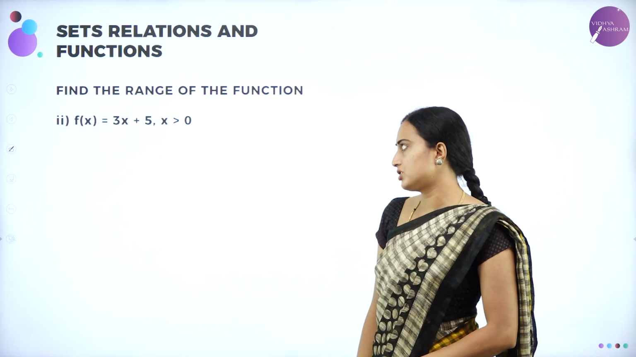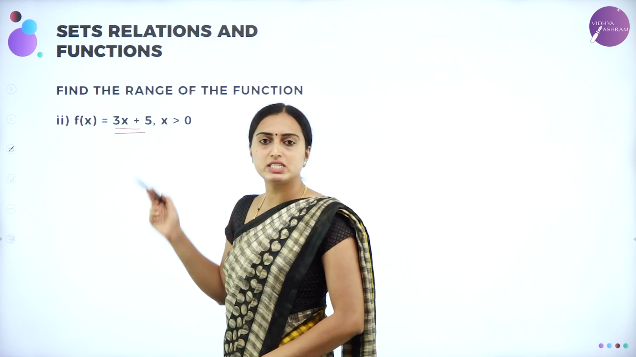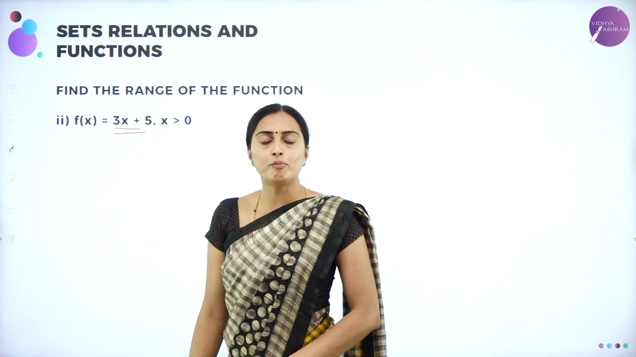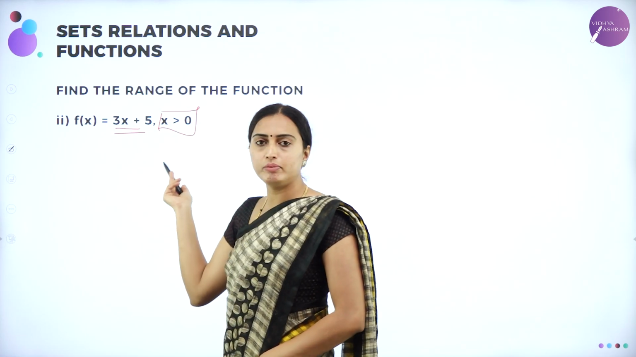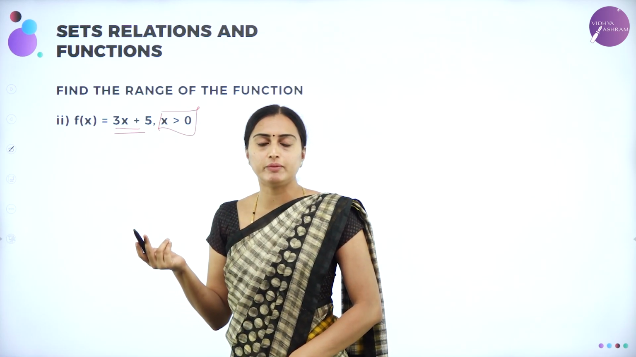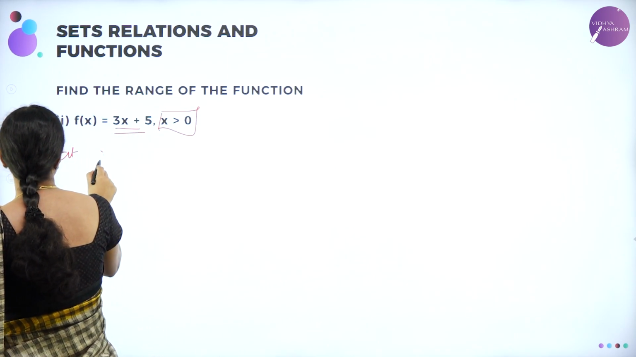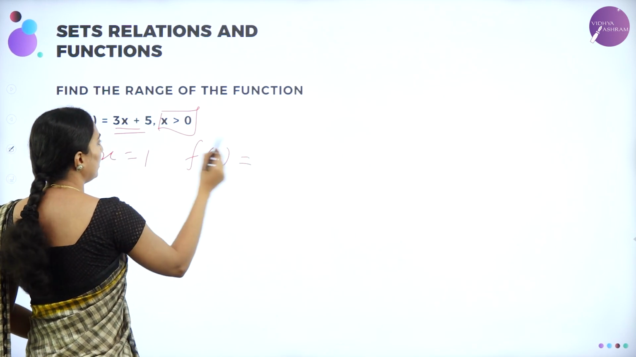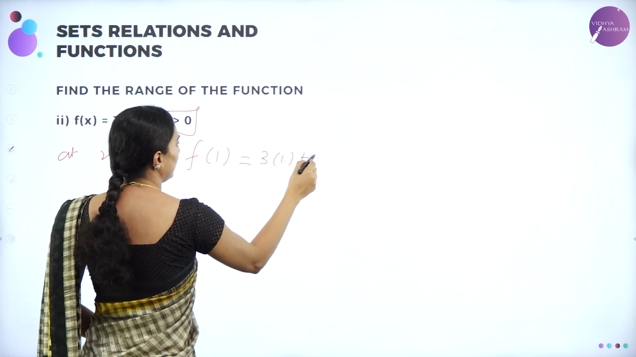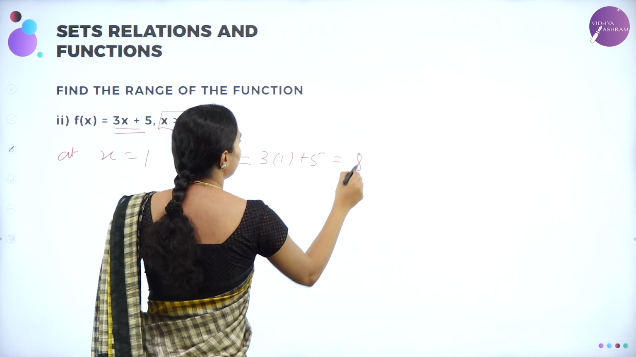Find the range of the function. The same they have given here: f of x equal to 3x plus 5, which is a linear function. It is in the form of ax plus b. And x greater than 0. x greater than 0 means, as I already told you, it will start from 1. Let me take x equal to 1. What happens to the function? Let me check. At x equal to 1, f of 1 is 3 into 1 plus 5, which is 3 plus 5, which is 8.